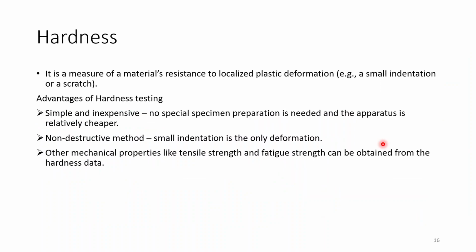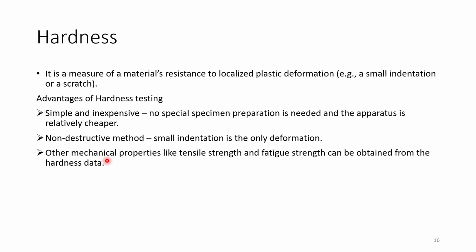Next you have hardness. So it is a surface property. It is a measure of a material's resistance to localized plastic deformation, for example a small indentation or a scratch. The advantages of hardness testing: it is simple and inexpensive, no test specimen preparation is needed, and the apparatus is relatively cheap. It is a non-destructive method, and the small indentation is the only deformation.